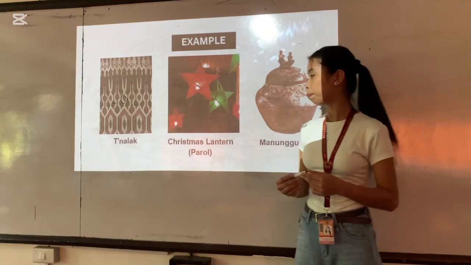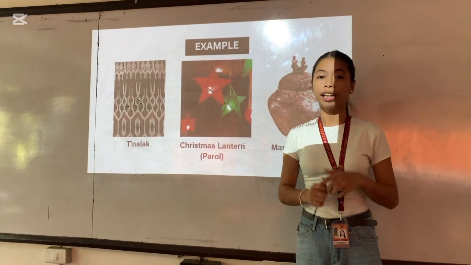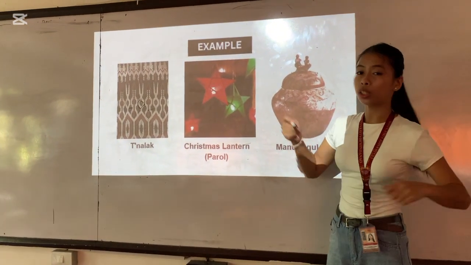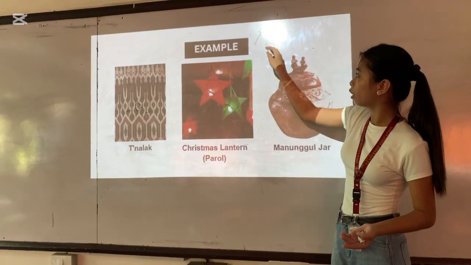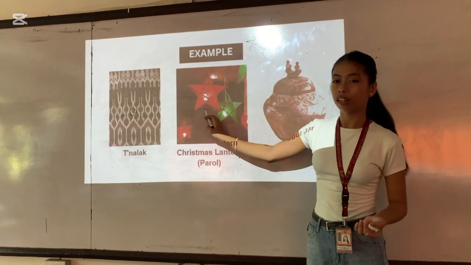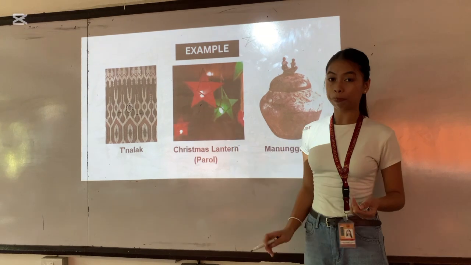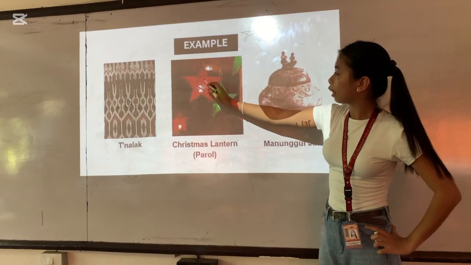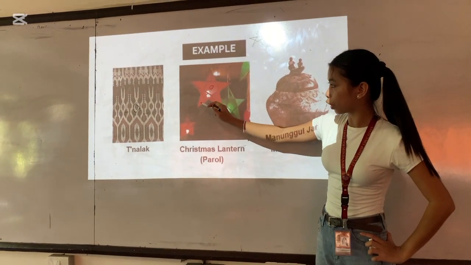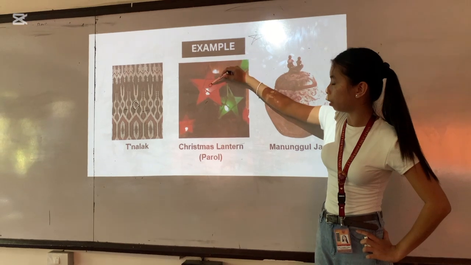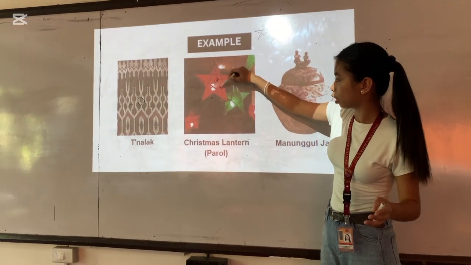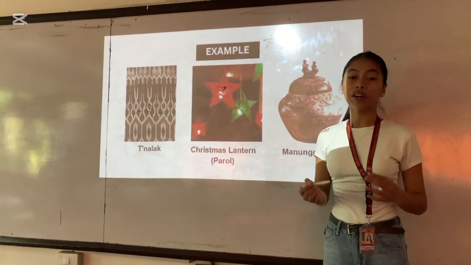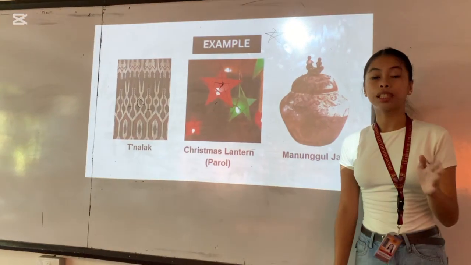Another one is the parol, or the Christmas lantern in the Philippines. Just like the star I mentioned earlier, it is usually star-shaped. It has a center point, and its pattern radiates, or is arranged outwards, which creates a radial symmetry.